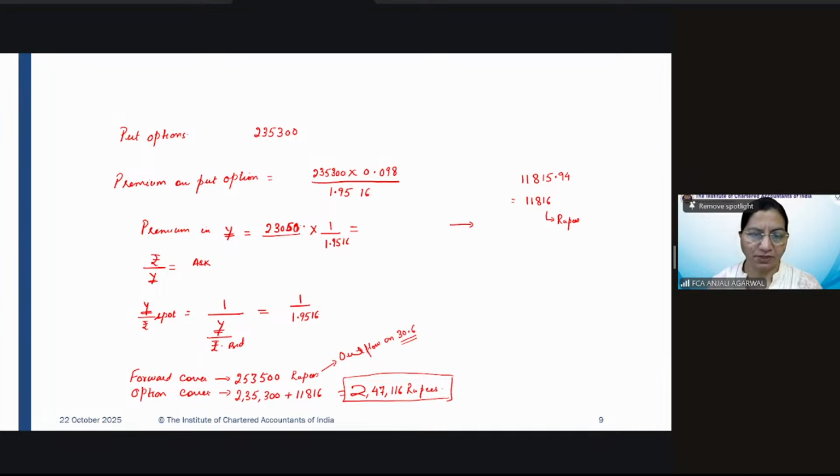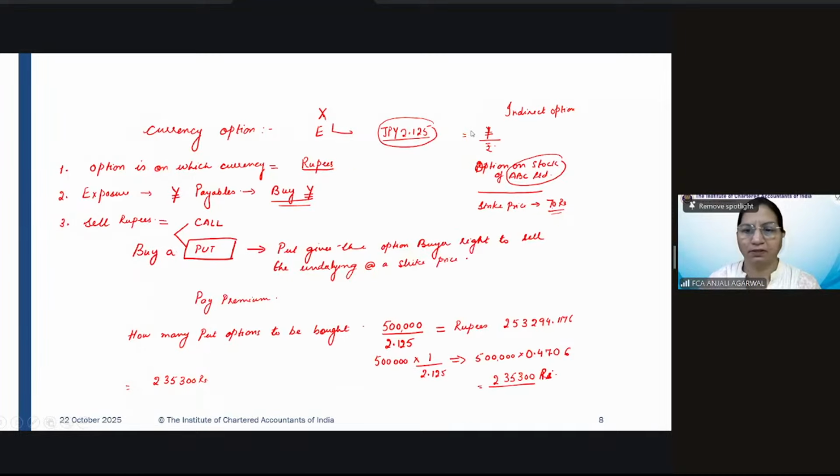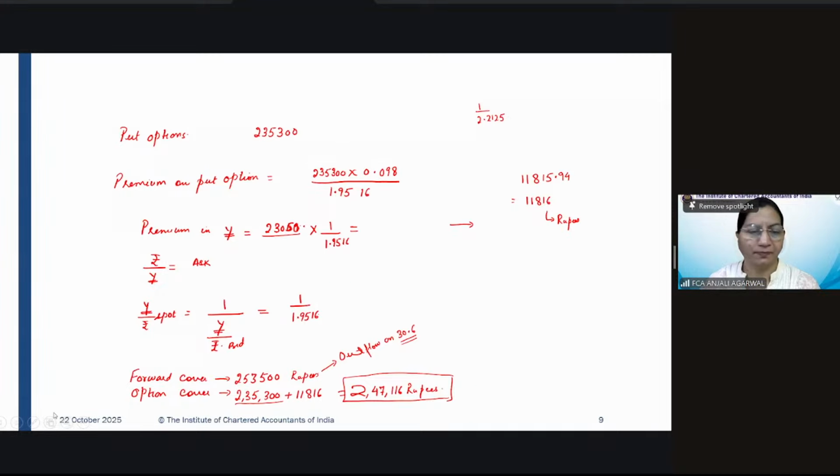Whereas if you look at the option cover, the option you will decide whether you want to exercise or not. You will decide on 30th June. If you find it favorable, you will. And when will it be favorable? When the rupee is being sold at this. If the price of the rupee in the market is more than this exchange rate that comes out to be 1 divided by 2.125, sorry.